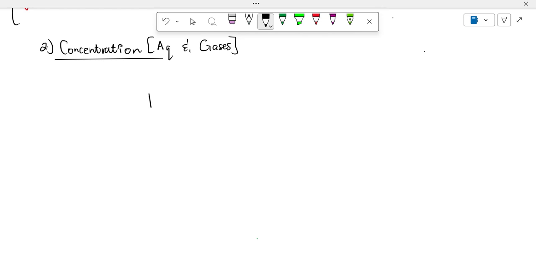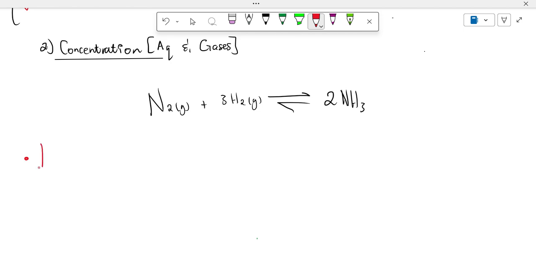So now take a reaction between nitrogen gas as well as hydrogen gas, and that will form my ammonia. And then what do I do? I introduce a disturbance. What is that disturbance? Let's say I decrease the concentration of ammonia. Let's just take that disturbance. I decrease the concentration of ammonia. What happens as a result?